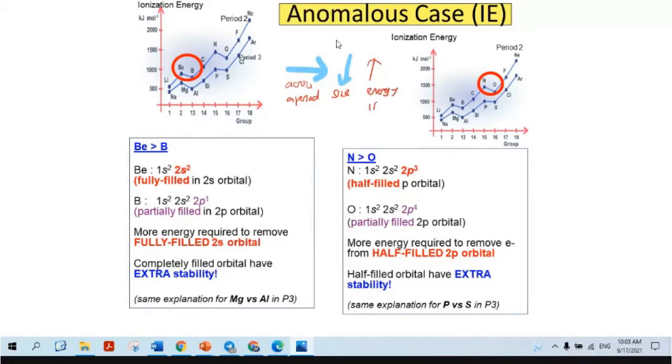So IE should increase. By right, the graph should be a linear graph, increasing like this. But you notice here boron and beryllium: boron by right should be higher than beryllium, but suddenly drops. Same for here, nitrogen and oxygen are supposed to increase, but suddenly drop.